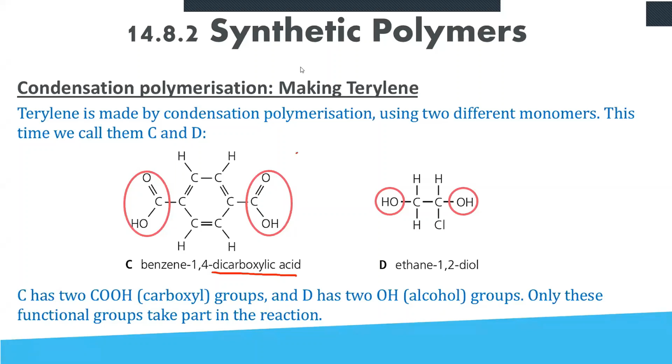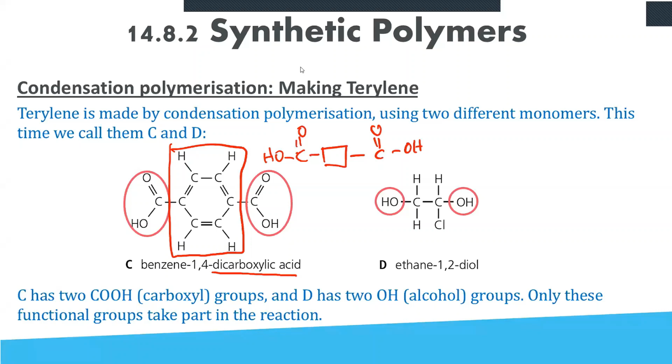So this part you can represent as a box, which means you can draw the structure C double bond OOH, box, C double bond OOH. And the second monomer, you can also represent the middle part as a box. So OH, OH. You have to remember the monomers, okay?